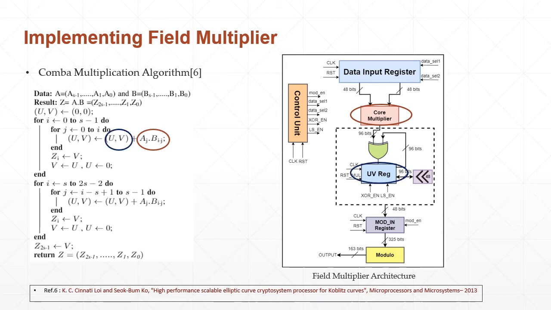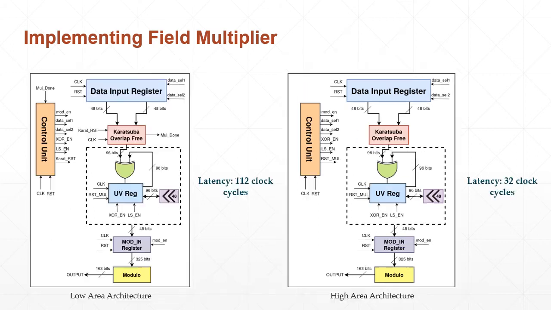We have implemented a few basic pipelining techniques within the multiplier architecture. The control unit handles the scheduling of the algorithm, and the UV reg in the figure depicts the UV register within the comba multiplication algorithm. We have implemented the field multiplier to achieve a low area architecture and a high area architecture. As you can see from the picture below, the low area architecture requires 112 clock cycles to obtain a field multiplication output, whereas the high area architecture requires only 32 clock cycles.